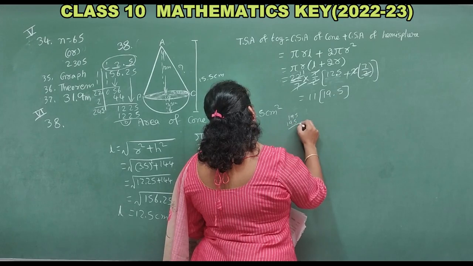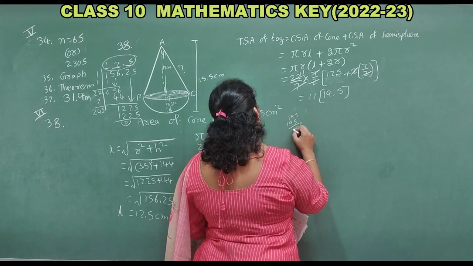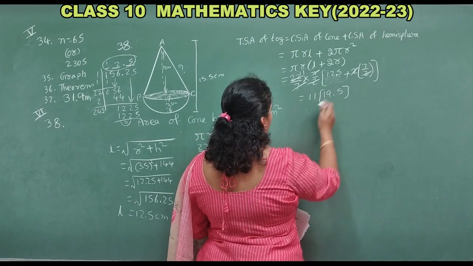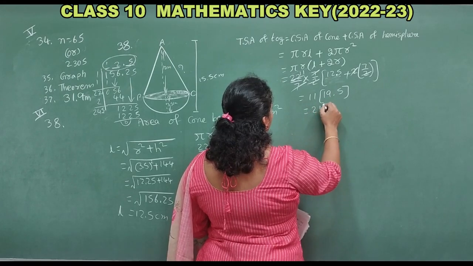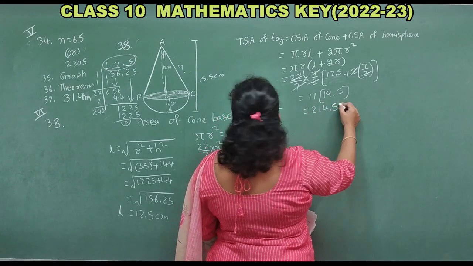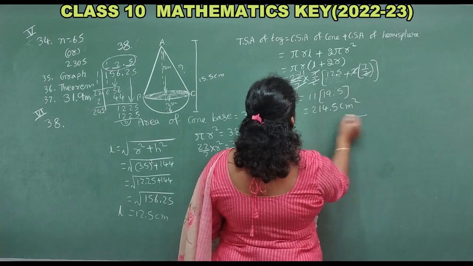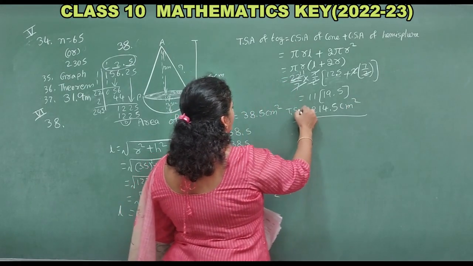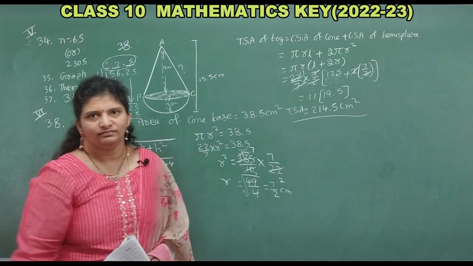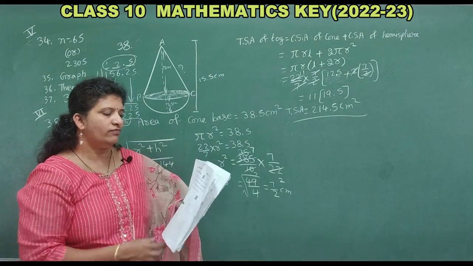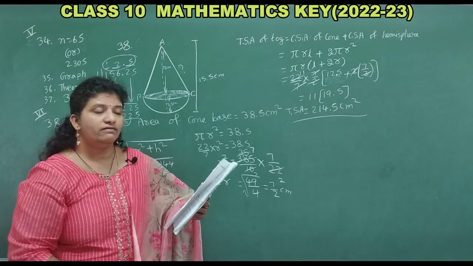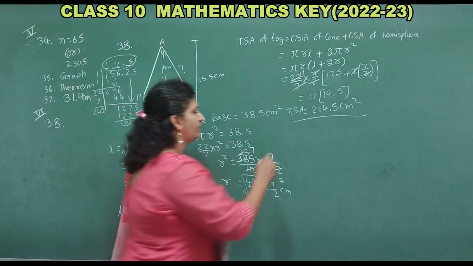Now multiply these two. What are you going to get? 195 and 95. 2145, the decimal point means 214.5 centimeter square is the total surface area of the wooden toy. Right? In this you have one more sub question. What is that? Find the volume of the toy.